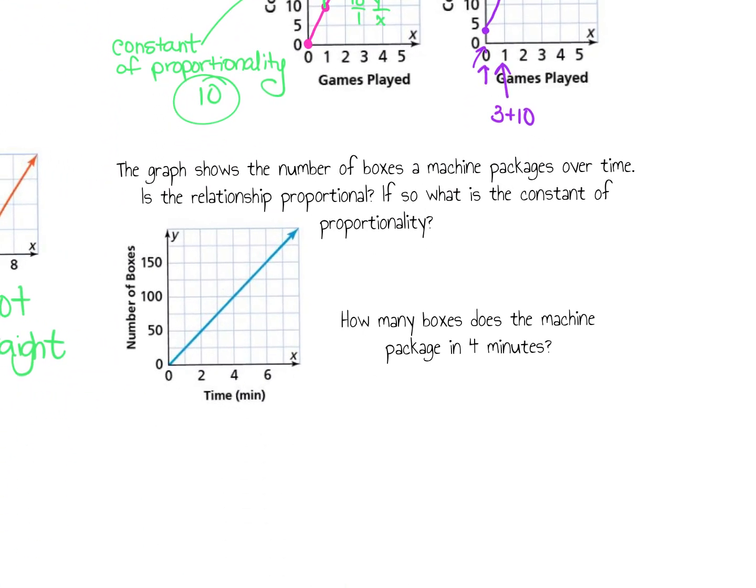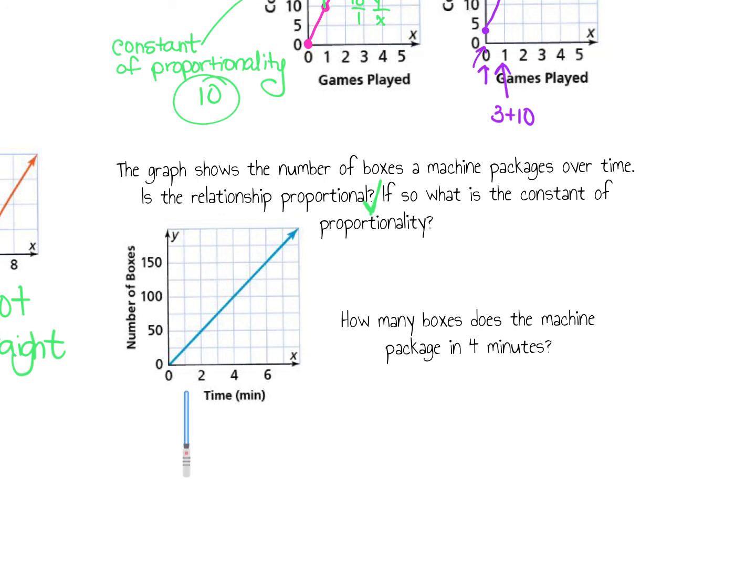One more example. The graph here shows the number of boxes a machine packages over time. Here's the time on the x. Here's the number of boxes on the y. Is this relationship proportional? Yes, it's proportional. It's a straight line through the origin. If so, what is the constant of proportionality?